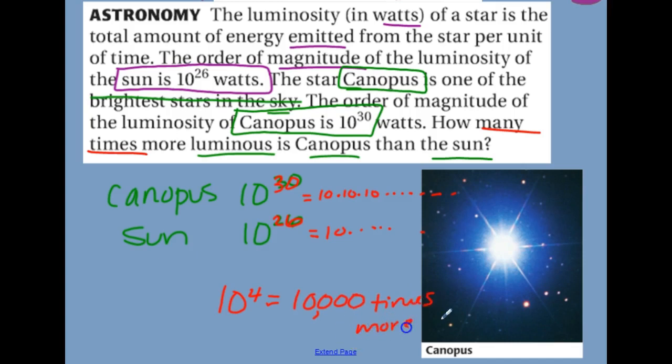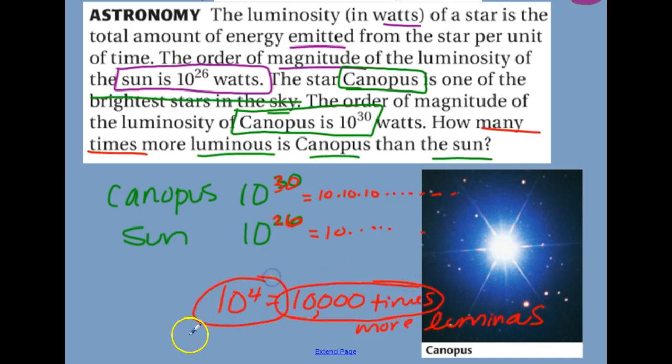times more luminous. So this would technically be an okay answer, but they might write it as a big number. It is 10,000 times more luminous because it's multiplied by 10 4 more times.